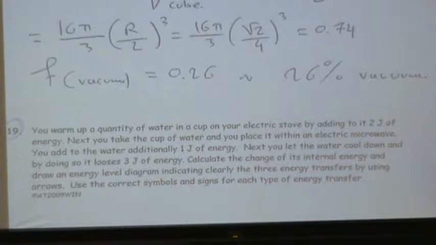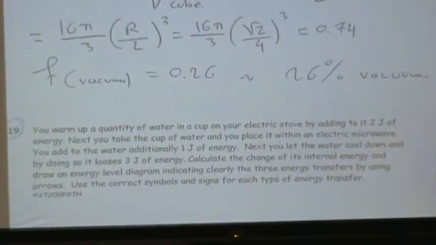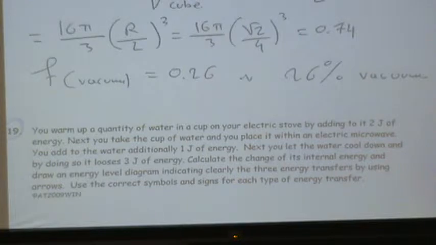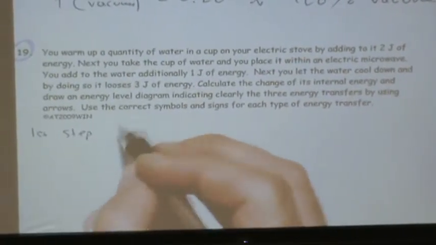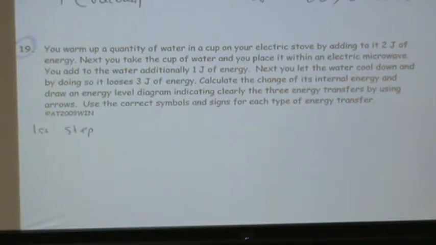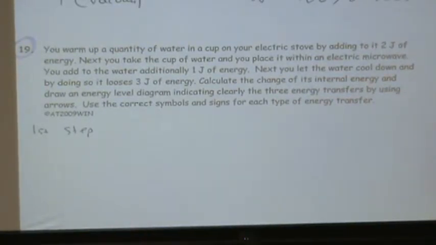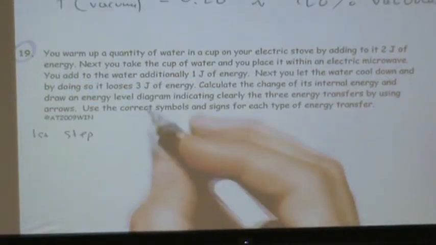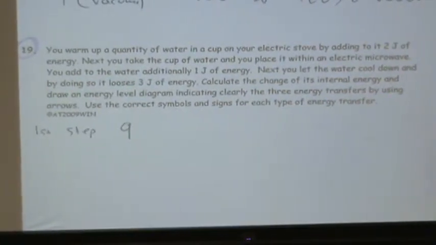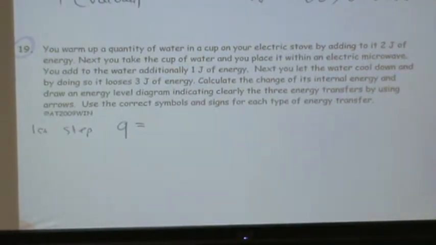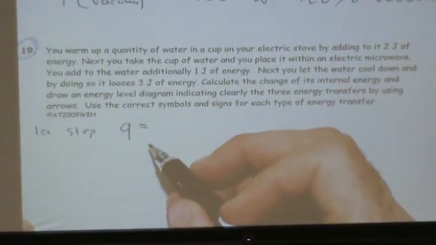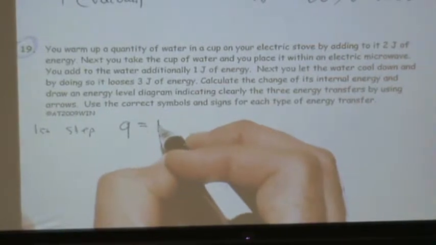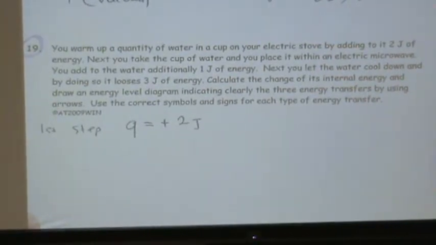So what's the first step? What is the first step of this procedure? First step is energy in the form of what? Heat, right? So that will be energy in the form of heat. That's why I will put Q. I will not put W, I will put Q. And that will be equal to, the symbol should be correct, the sign should be correct, plus or minus? Plus, how much? 2 joules.